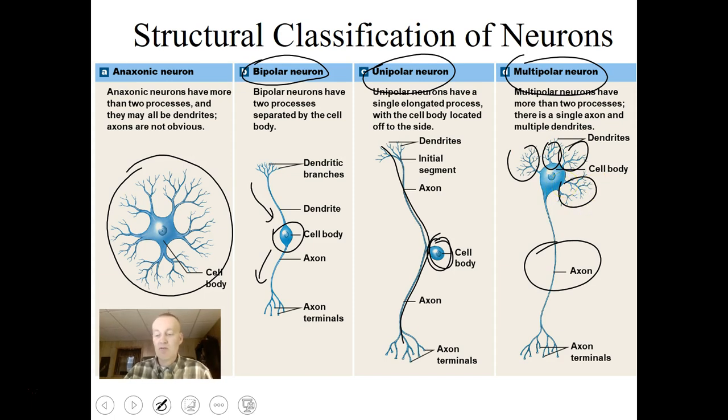Okay, so structurally, we have different classifications of neurons. These are found in different locations in the body, and they do different jobs.